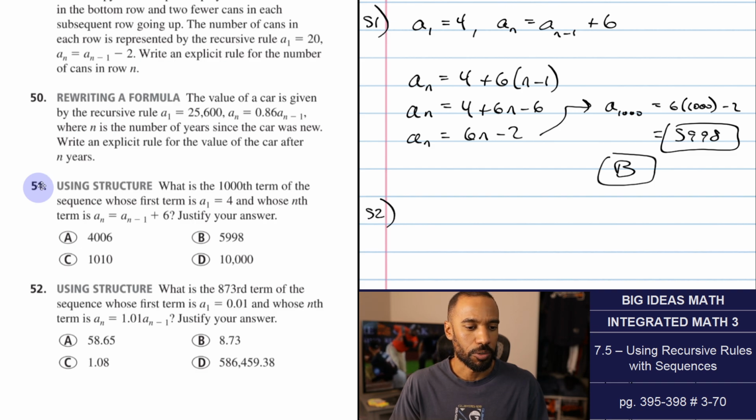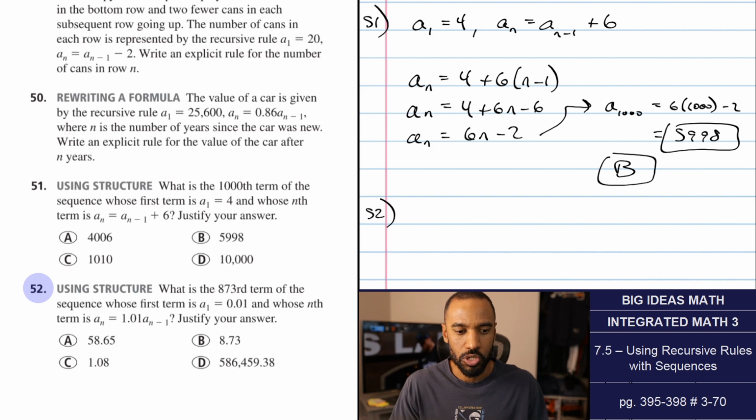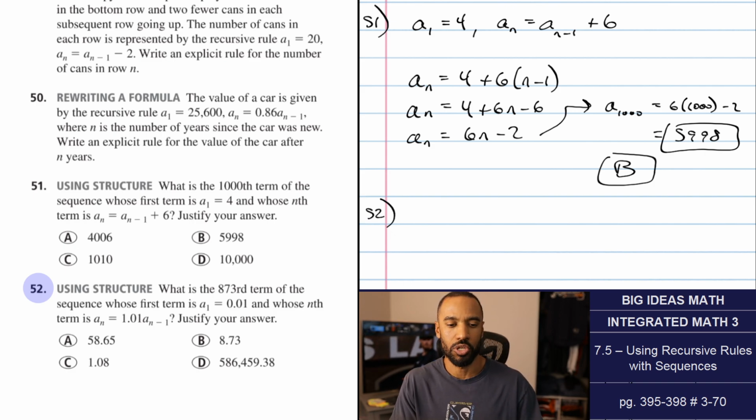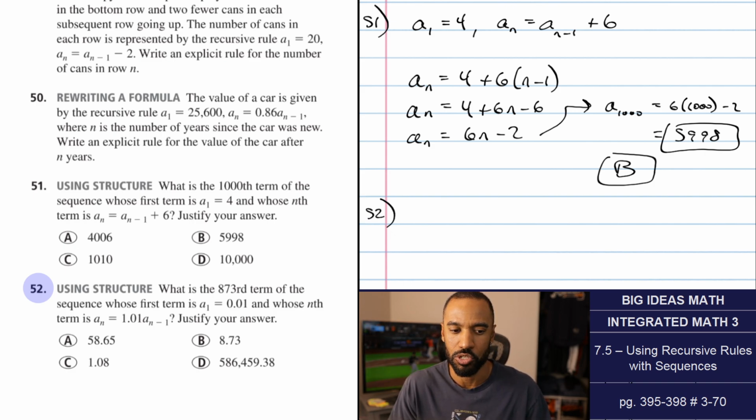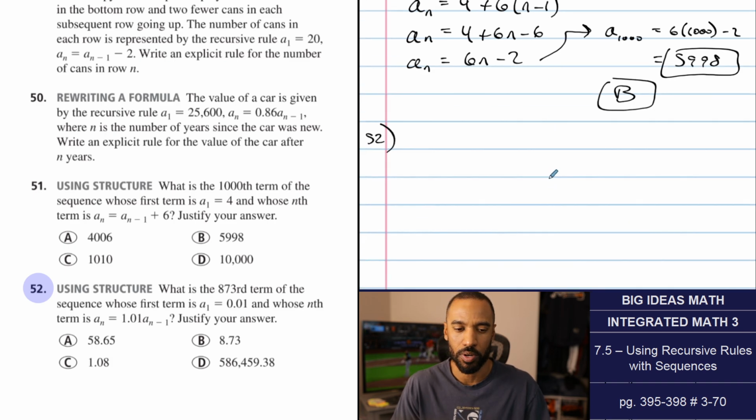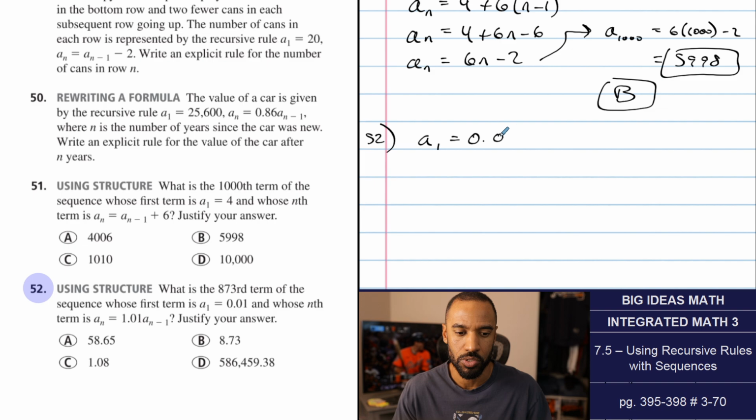All right, number 52. What is the 873rd term of the sequence whose first term is 0.01 and whose nth term is 1.01 times a sub n minus 1? Justify your answer. This one's interesting because I'd assume there's rounding involved, but because it's multiple choice, we can figure out which one to choose with that.